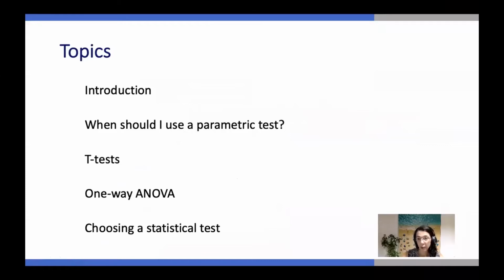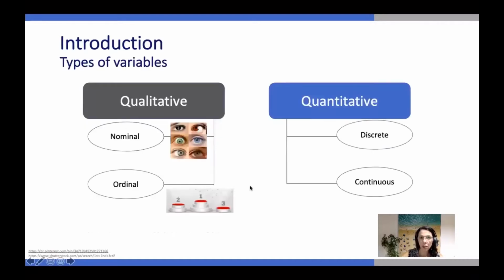So we'll start with an introduction about types of variables and hypothesis testing. Then we'll move to the question, when should I use a parametric test? We'll talk about t-tests and one-way analysis of variance, or ANOVA, which are basic parametric tests. And then at the end, we'll finish with the choice of a statistical test. So starting with types of variables.